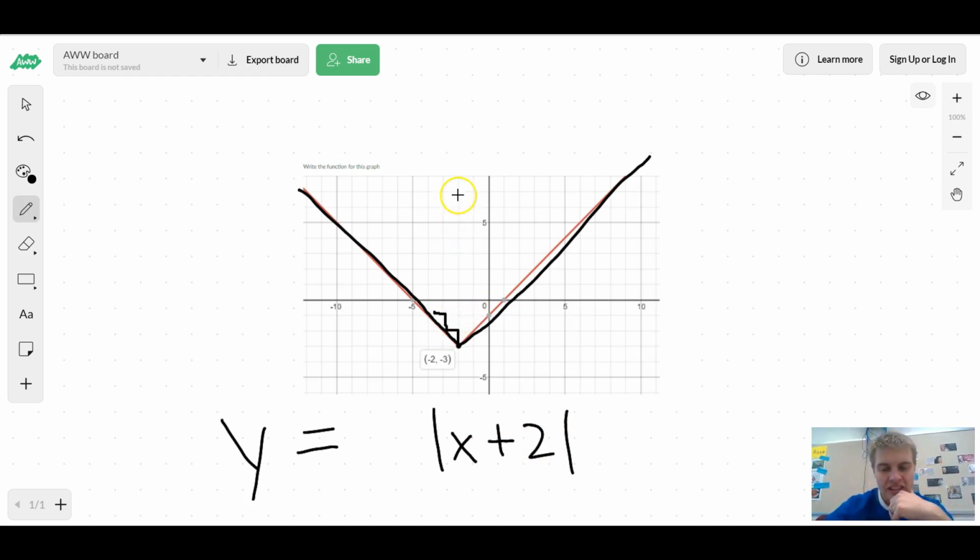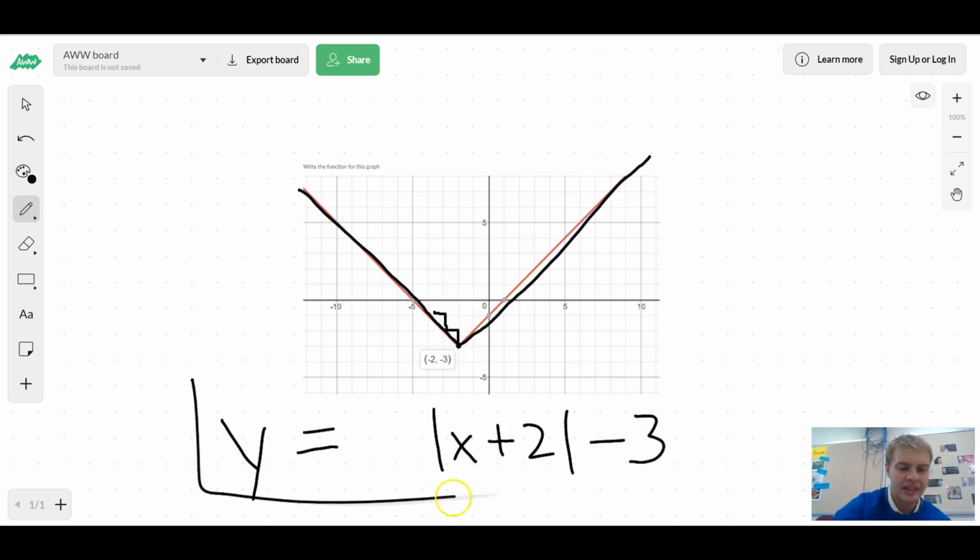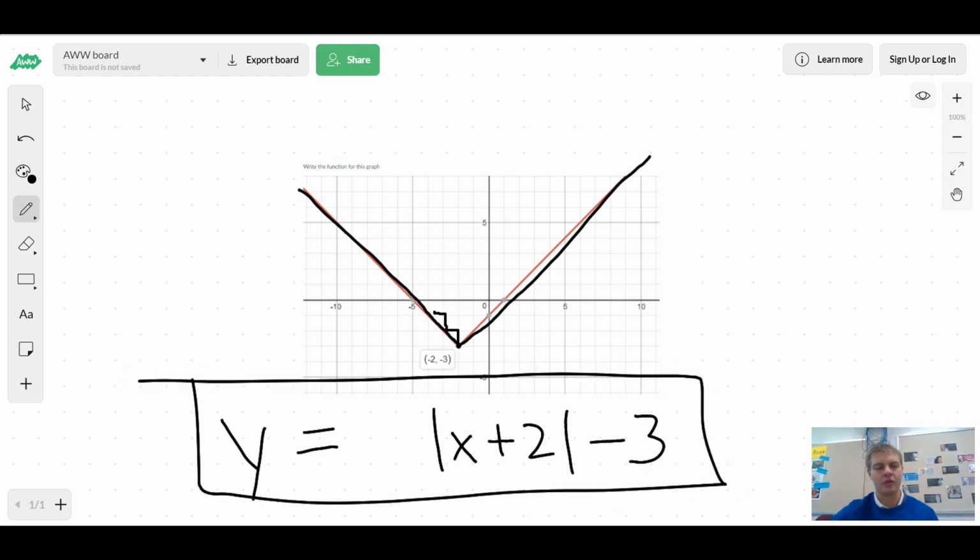And now we're going to look to see if it moves in the y-axis, which is our up and down. So this thing is going to move down 3 points. So since it's going to move down 3, we're going to put a negative 3 out here. And that is how I get my equation.